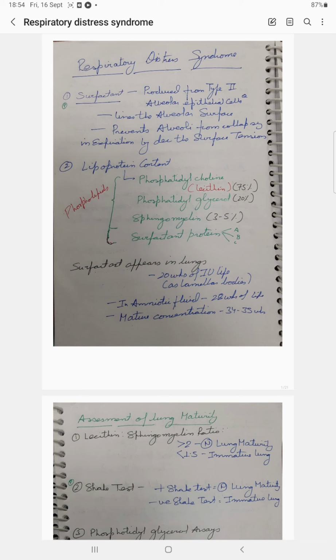Before knowing about respiratory distress syndrome, it is important to know about surfactant. What is surfactant? Surfactant is produced from type 2 alveolar epithelial cells. It is a very important point. Alveolar epithelial cells line the alveolar surface.